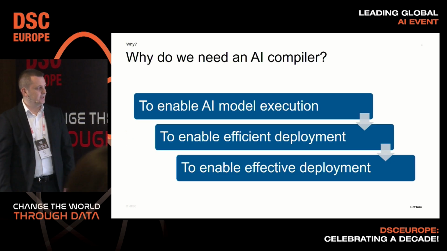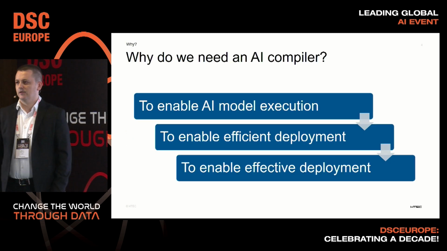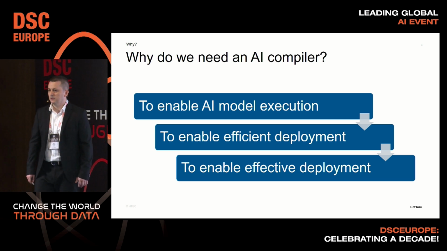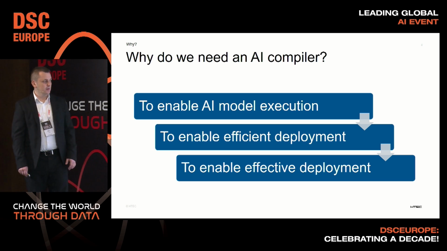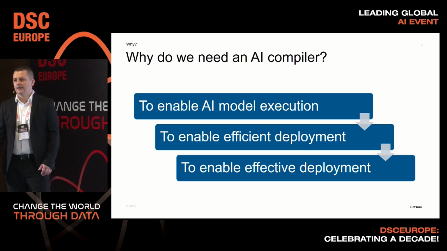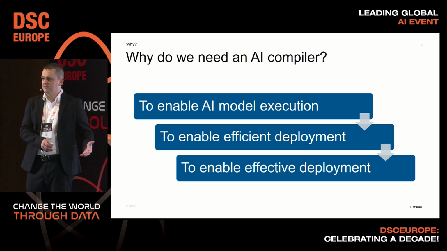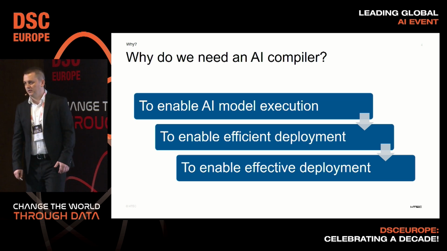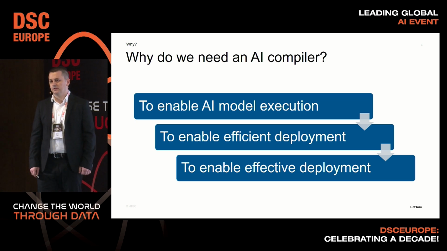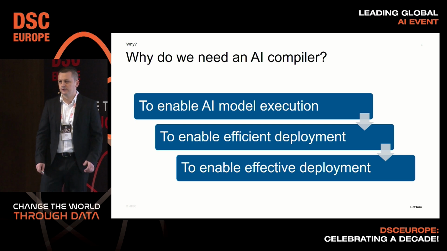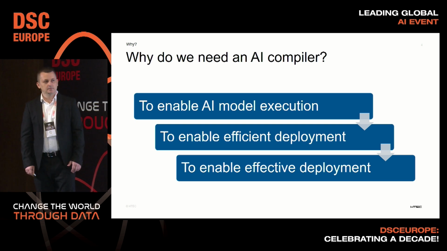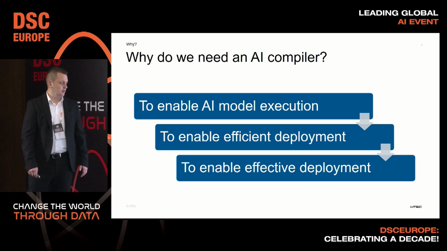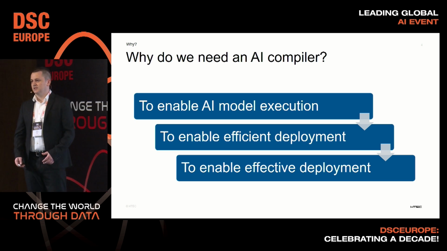So, in the beginning, let's talk about the compiler, or particularly the ML compiler. The main goal of a compiler is to enable AI model execution. You have some model that is created in PyTorch, TensorFlow, or some other framework, and you want to execute that on some specific hardware. So, you need to translate your ML model to pretty much binary code that can be executed on hardware. And that is not the only task.